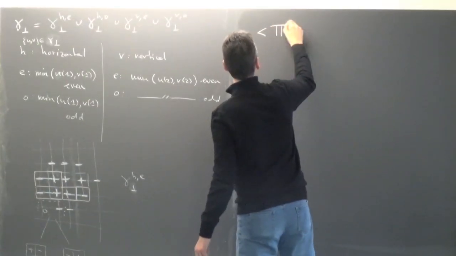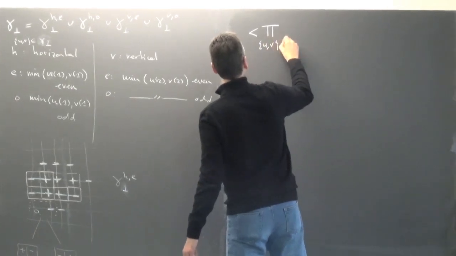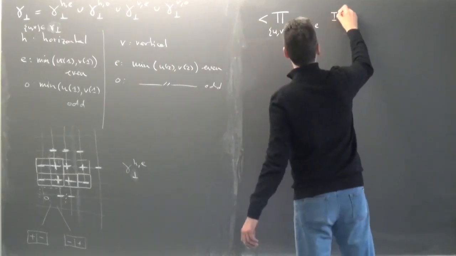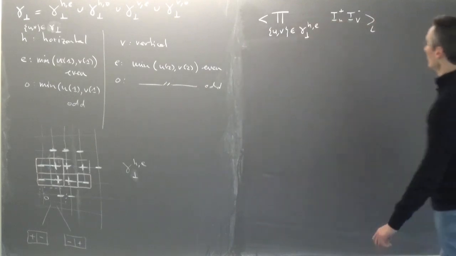I don't know where it is, but I will write it down. Probably I'll just erase it. So this product overall, the product of u_i minus v_i over gamma orthogonal horizontal even, this guy, okay.